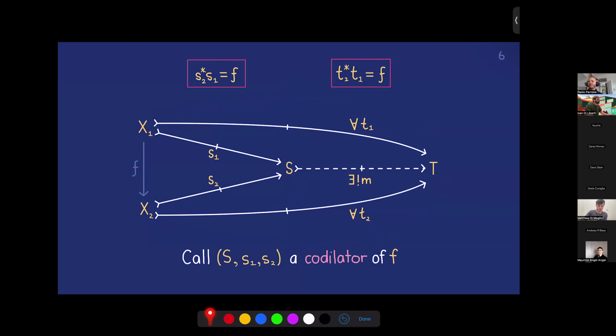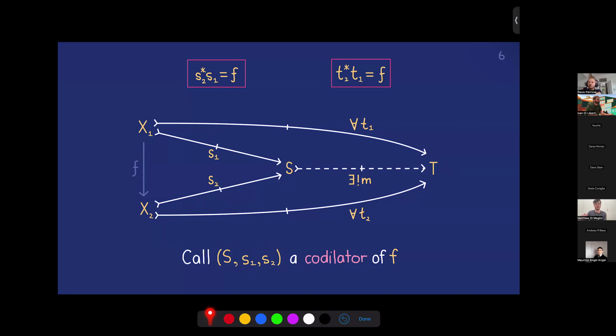So the idea is, if I have some contraction F, the claim is that there's a co-span of isometries, S1 and S2, such that if I do S1 and then the adjoint of S2, that gives you F. And whenever I have another such co-span, there should exist a unique isometry M that makes the relevant triangles in this diagram commute. If I have this kind of setup, then I'm going to call S1 and S2 a co-dilator of F. Now I put the co there because it seems like a co-limit kind of construction.